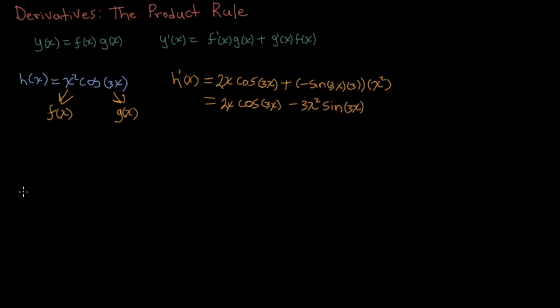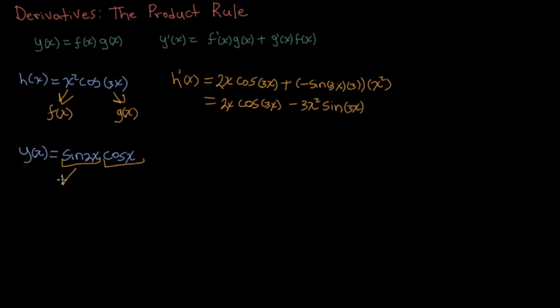All right, let's do another example here. Let's say we're given the following function: y(x) is equal to sine 2x cos x. What would the derivative of this be? Well, as you can see here, we have two terms, sine 2x and then we have cos x here.